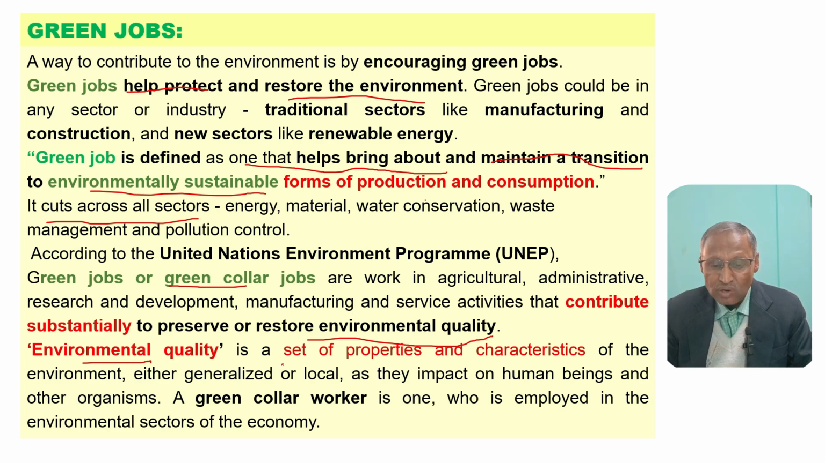So environmental quality is a set of properties and characteristics of the environment, either generalized or local. It may be a general set of characteristics, or it may be at the micro level or local level, as they impact on human beings and other organisms. So this set of properties and characteristics of the environment impacts human beings along with the other organisms in the ecosystem. Thus, a green collar worker is one.